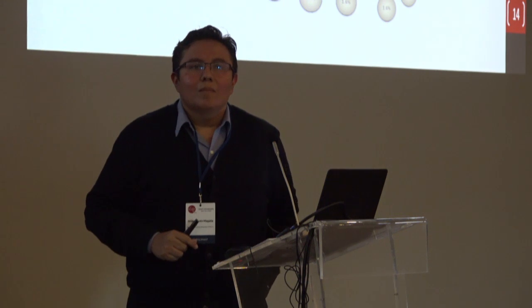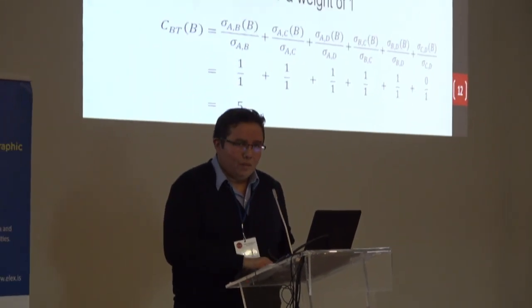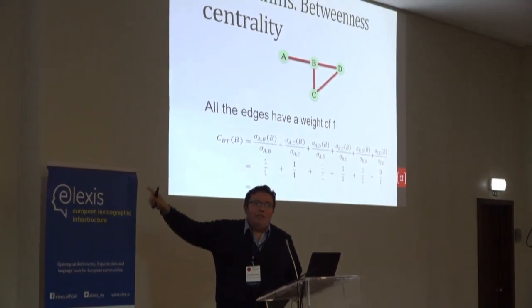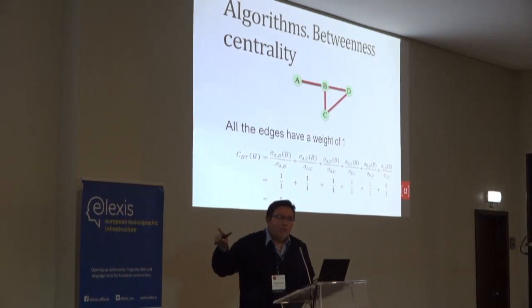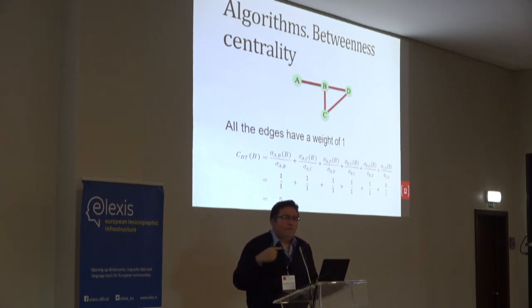That was the PageRank, the betweenness centrality algorithm. This one? So, yeah. Do the edges have any weight? The weight of one. In this case, we have a weight of one. This layer is only to explain how the betweenness centrality of node B is calculated in this case. But in my experiment, I don't use the weight of one. I use the weight that was given by the frequency or the inverse association strength.